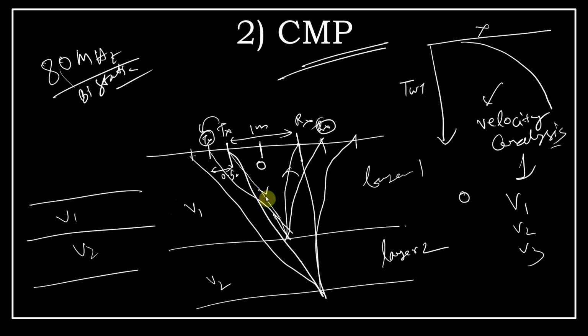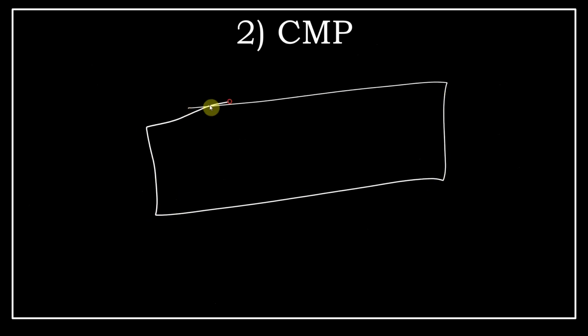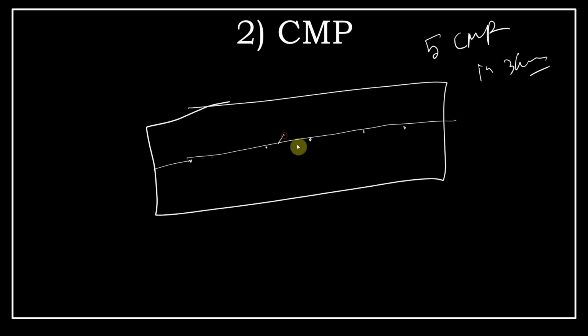Now where should you do the CMP survey? That's the entire area, and on the first day you will be doing some CMP surveys randomly. It's a time-taking procedure, so let's say you have taken 5 CMP points in a 3 kilometer area, and make sure your CMP points lie on a single profile, okay. So that will help you to understand the subsurface layers better.